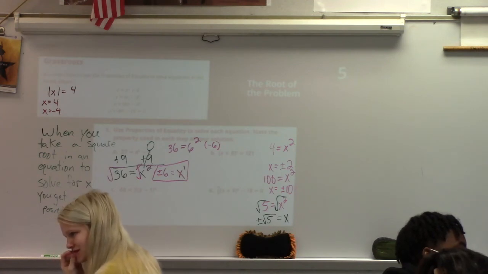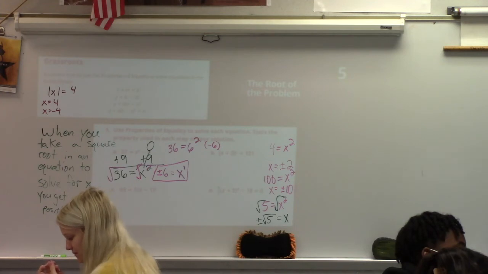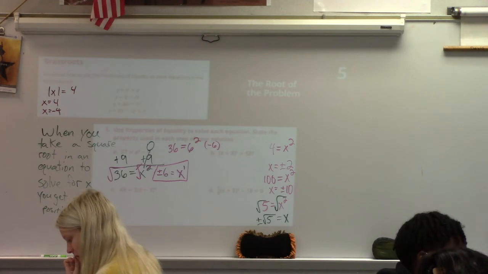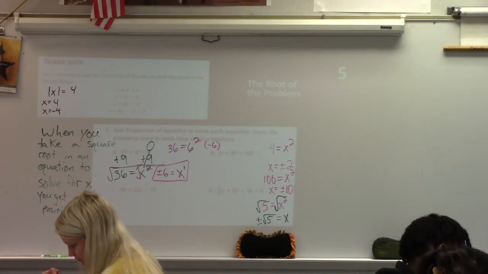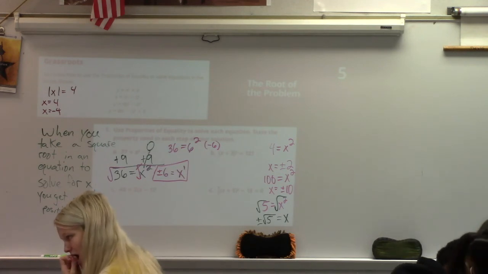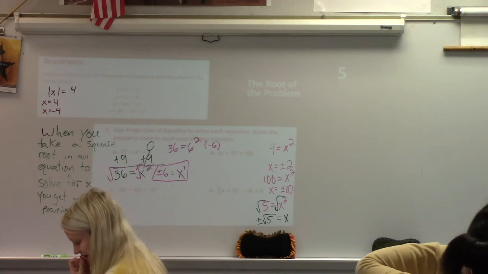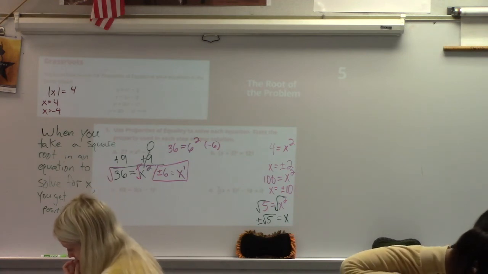Is there any way to undo that square? Yeah, we did that. You distributed. I said undo it. What's the inverse of the square? Square root. You took the square root to cancel out that square. That's the whole point, is that they're inverses.